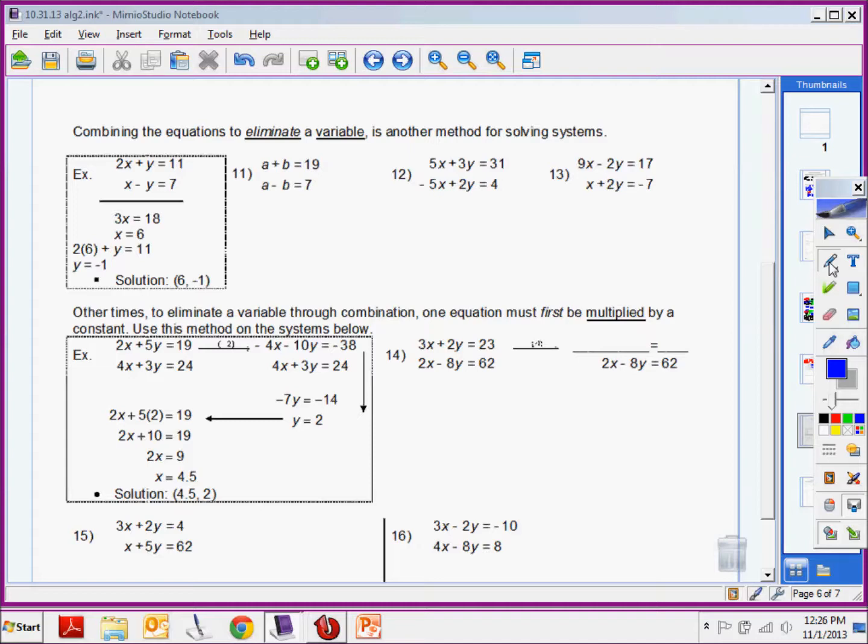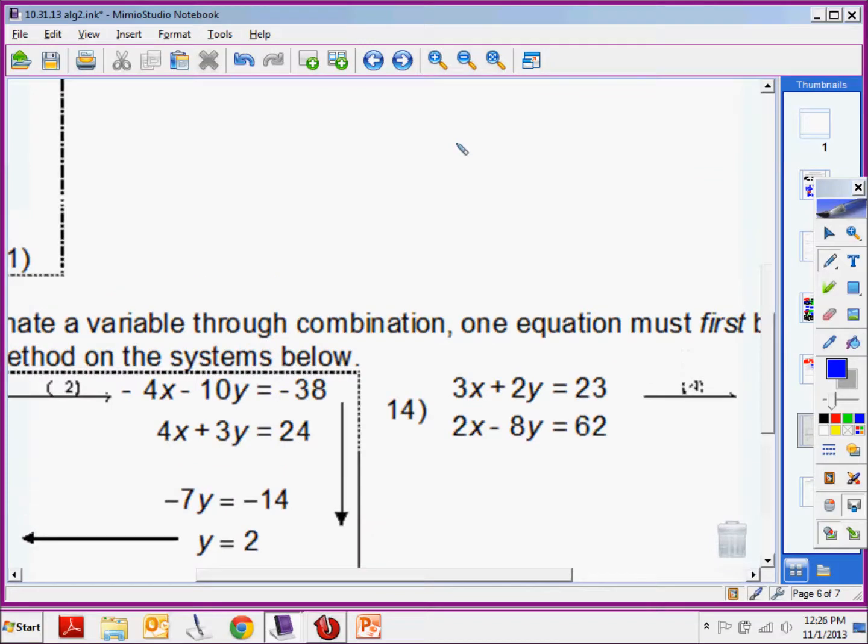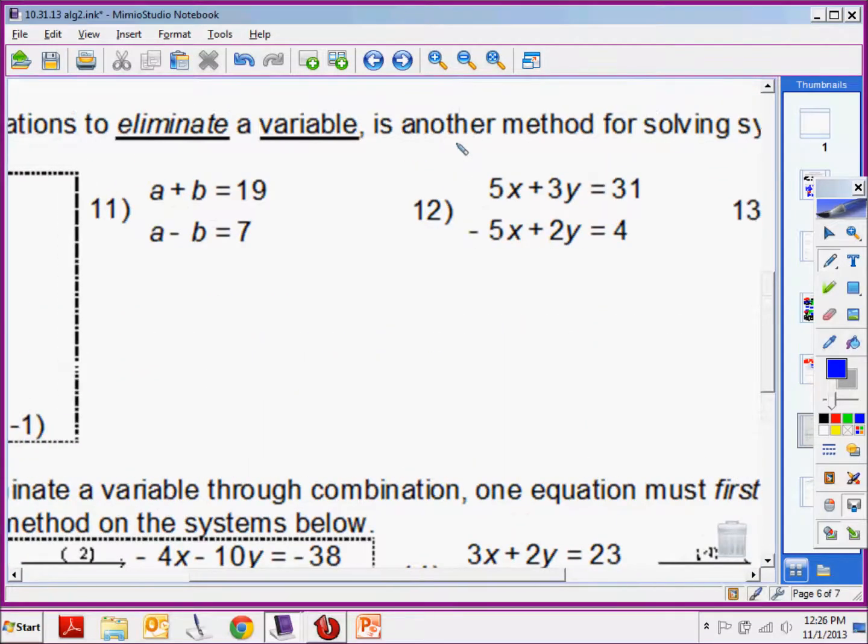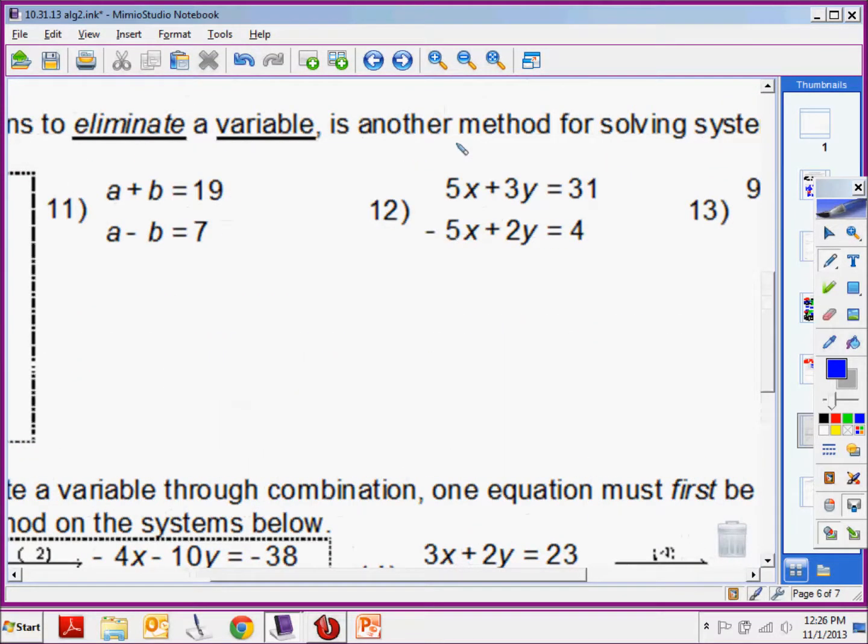So the first thing you should do is look and see if there are problems like 11, 12, and 13. So we're going to start with 11, 12, and 13. It doesn't matter what's on the other side of the equal sign.